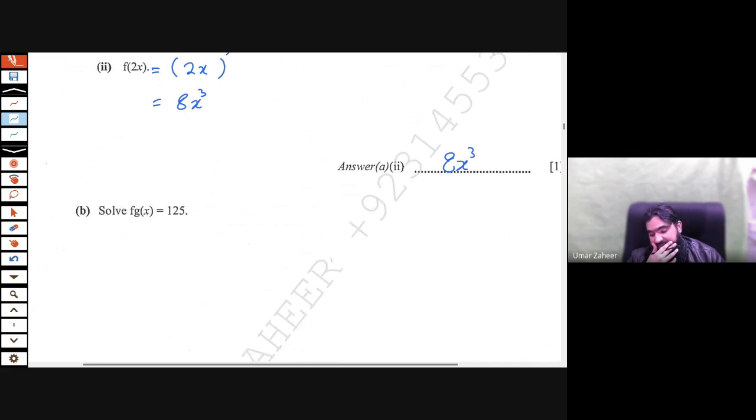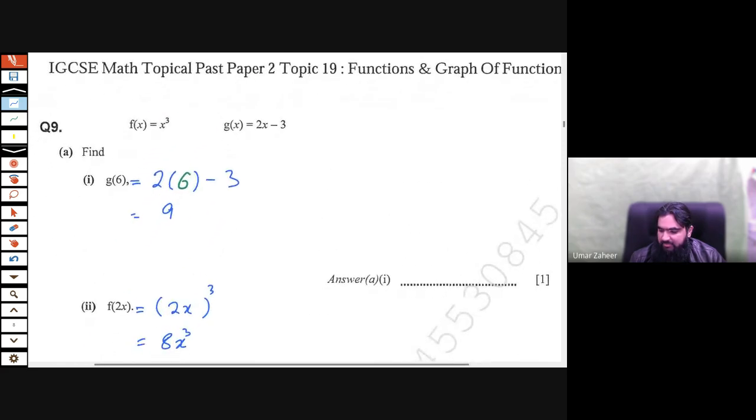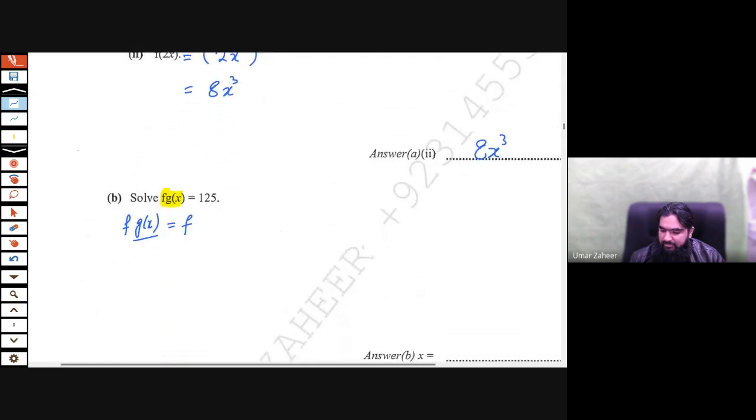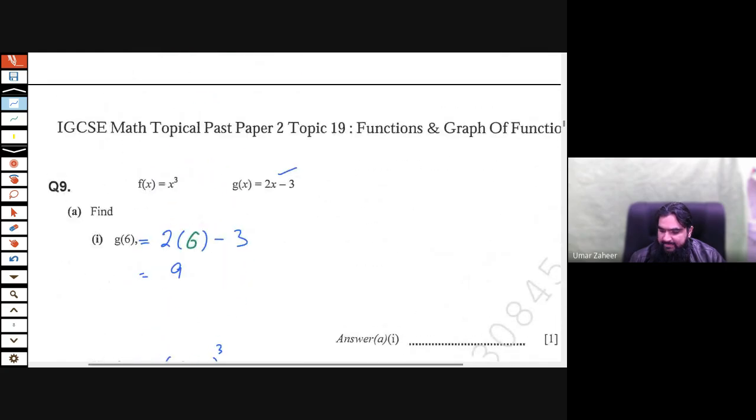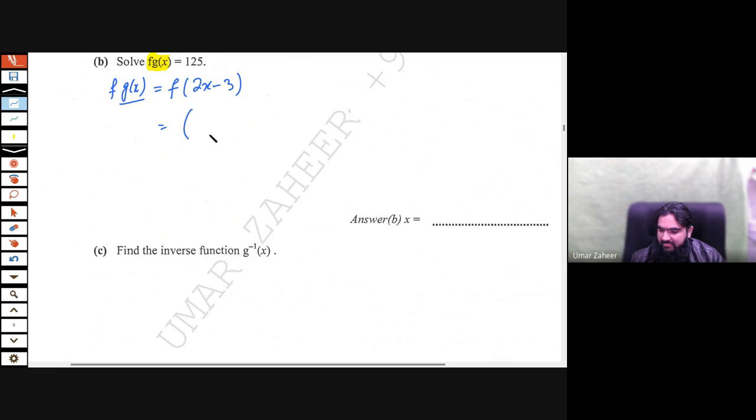Okay, in the next part he says that f of g of x is equal to 125. But the problem is we don't have the value of f of g of x. So we need to find it first. f as it is. At the place of g of x, we have to substitute the value, and g of x is equal to 2x minus 3. Now we have to apply the f function. The f function is x cubed.